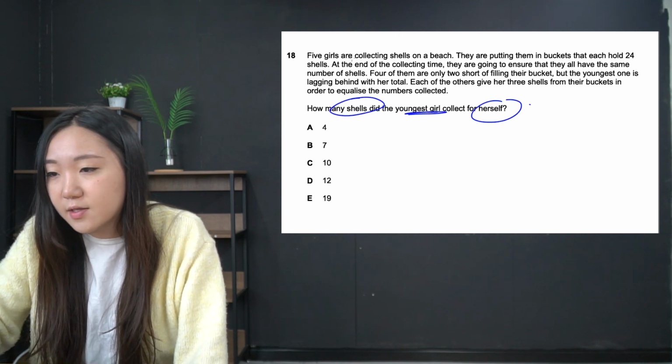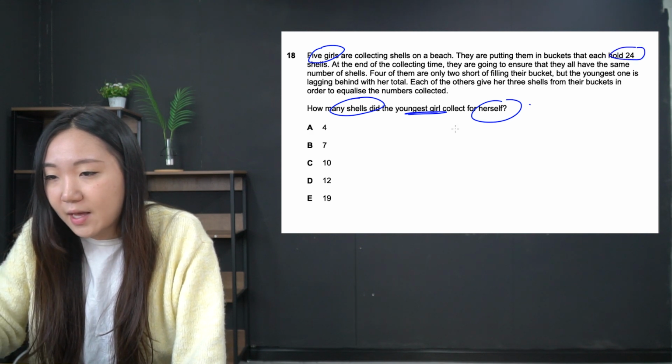Okay, how many shells did the youngest girl collect for herself? Okay, so we've got 5 girls, 24 shells is the max in the bucket.